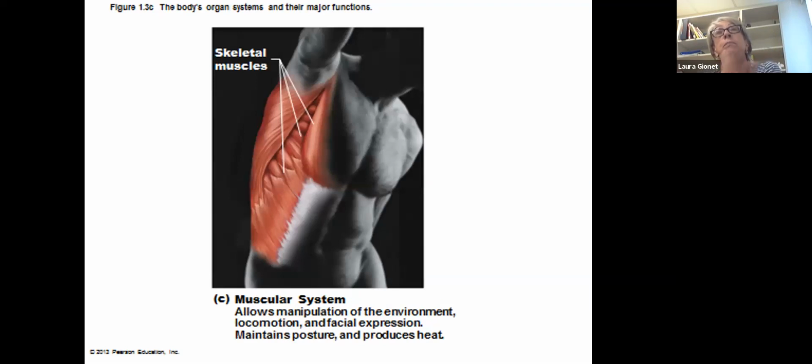The muscular system doesn't include just the skeletal muscles, but that is part of it. We have smooth muscle and cardiac muscle, and they're designed to contract and relax. And in doing so, it generates a significant amount of heat.